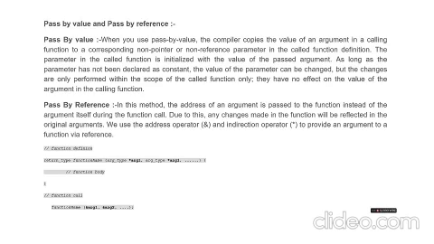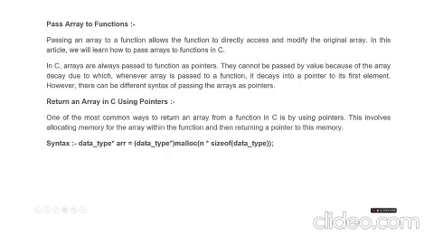Pass by reference. In this method, the address of the argument is passed to the function instead of passing the argument itself during the function call. Due to this, any changes made in the function will be reflected in the original arguments. These are the syntax of function definition and function call. Here we are passing the arguments to the function. Passing array elements to the function directly accesses and modifies the original array.